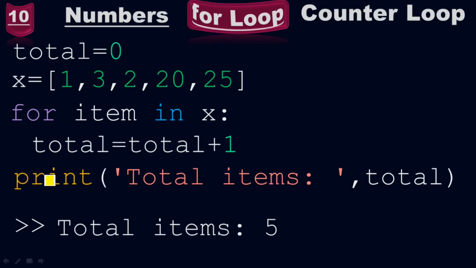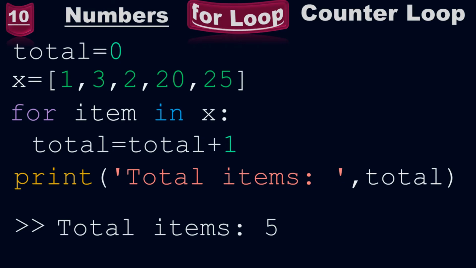When it comes to this print function, print of total items, space, comma, total. So this total items with the colons is because of this statement. But look, we have a space here after the colons because of this space. If you put the space here, you will get a space here, and then comma total. Total are 5 items. So your final output will be total items are 5. This is one way to write the program.